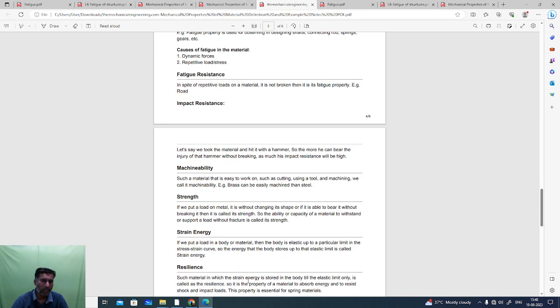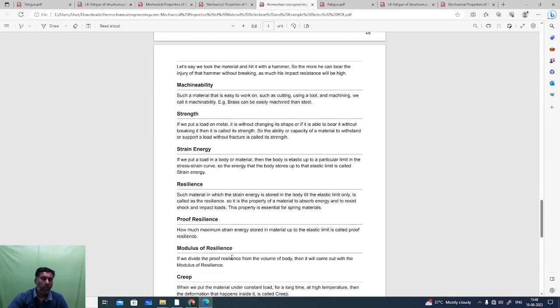Next, strain energy. You put a load on a body or material. The body is elastic up to a particular limit in the stress strain curve. So the energy that can be stored up to the elastic limit is called strain energy. What is resilience? A material in which the strain energy is stored in the body till the elastic limit only is called resilience. It is the property of a material to absorb energy and to resist shock and impact load. This property is essential for spring materials.